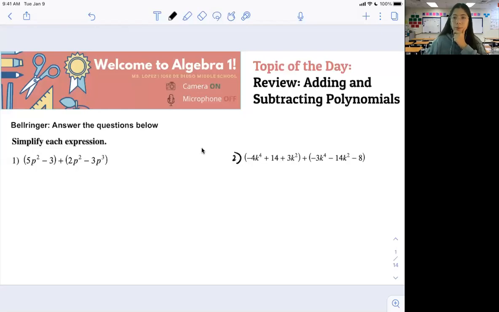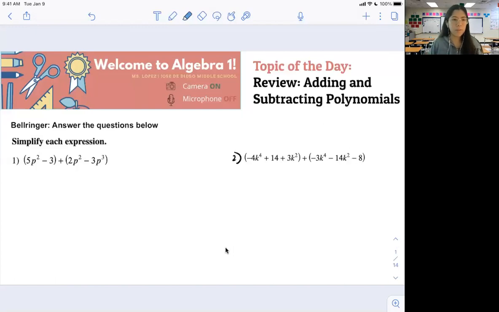So let's go ahead and get started with this bell ringer. Starting with number 1. Let's just quickly review how this works with addition. If I'm just adding these two, what should I be doing first? Combine like terms. Good. We're just going to combine like terms.